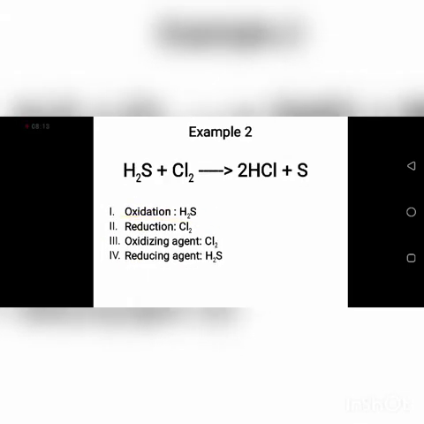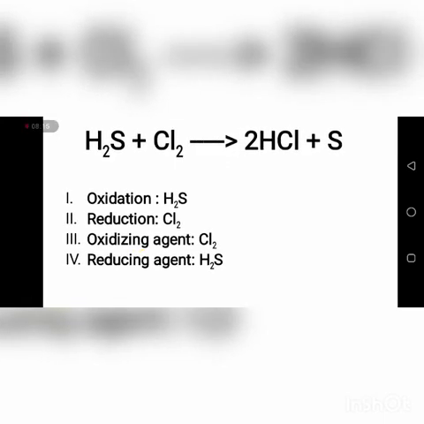Let us look at the second example. Hydrogen sulfide gas plus chlorine gas to produce hydrogen chloride gas plus sulfur. Now, if you look at this reaction, hydrogen sulfide at the reactant side, the sulfur there has combined with hydrogen. That is why we have hydrogen sulfide.